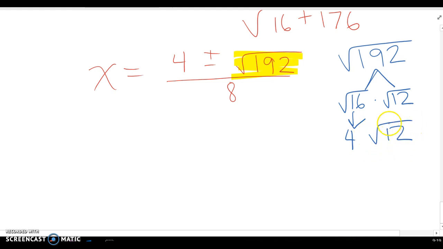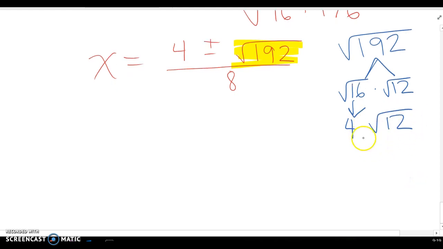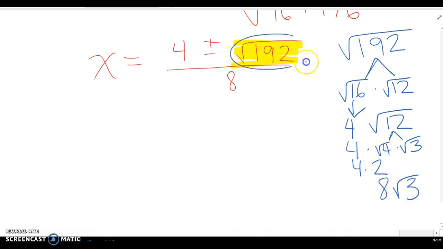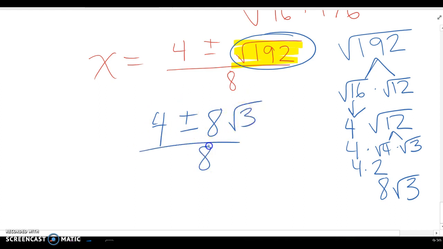You should notice that the square root of 12 still has a perfect square factor. So the square root of 4 times the square root of 3 is equal to the square root of 12. Bring down the 4. 4 times the square root of 4, which is 2, 4 times 2 is 8. 8 square root of 3. So the square root of 192 simplifies to 8 square root of 3, and we have 4 plus or minus 8 square root of 3 divided by 8.